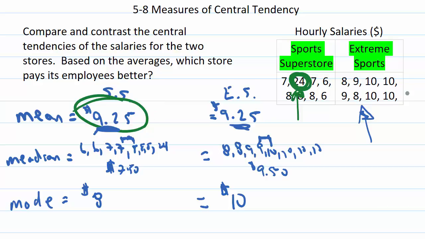But if you look at the rest of the data, everybody at Extreme Sports is making more money on average than the sports store, except for the one person.